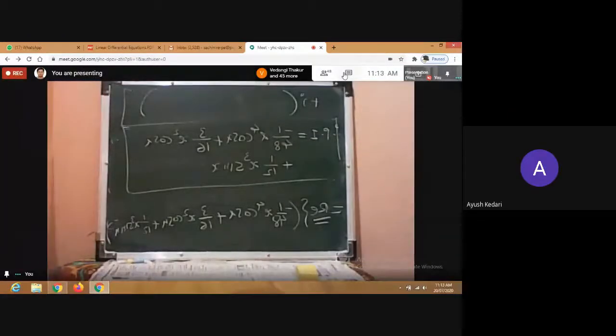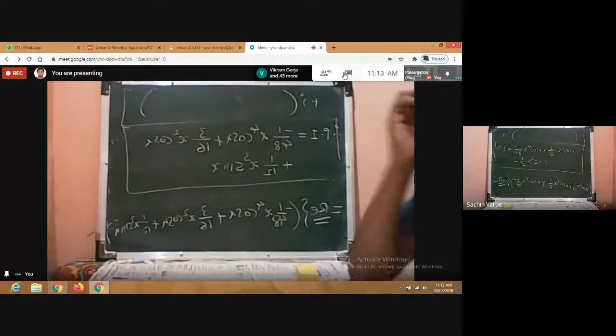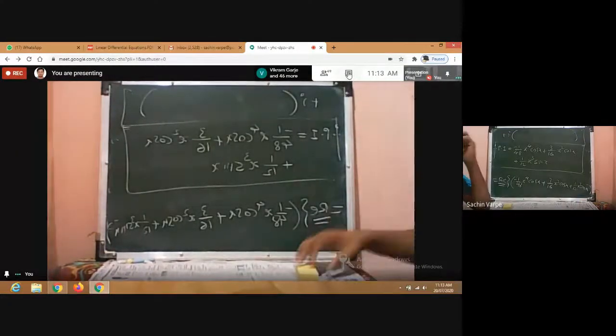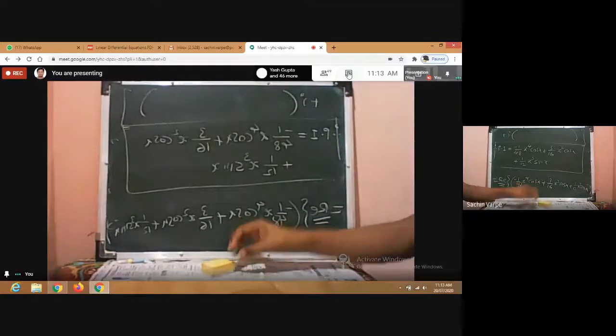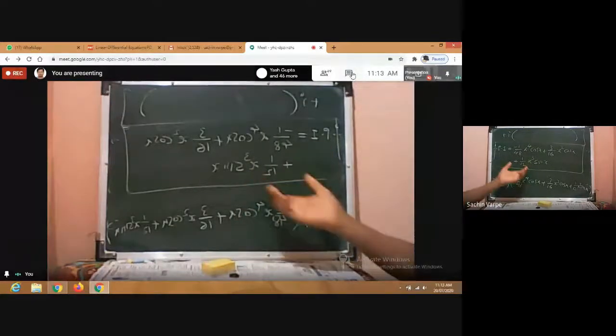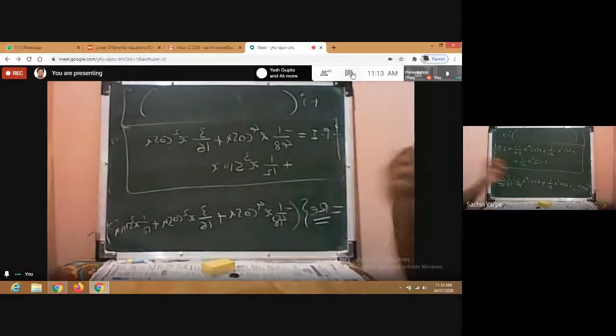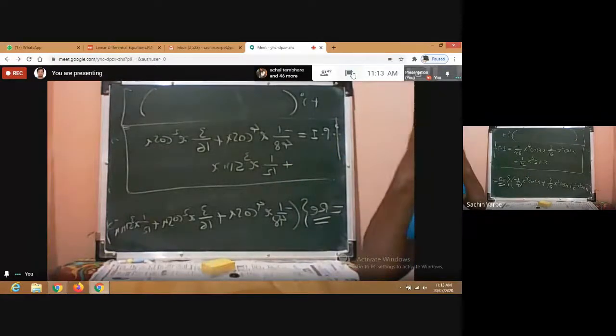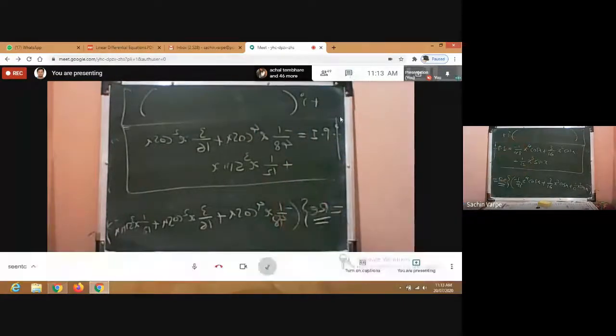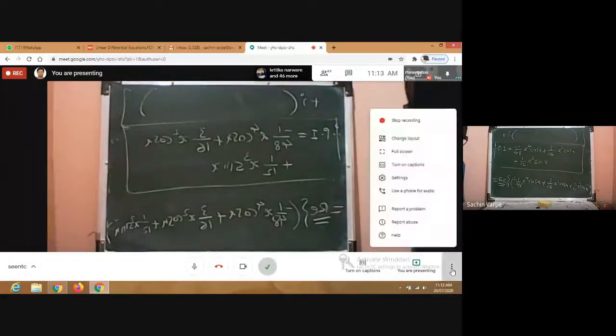Sir, this example seems of 10-14 marks. Yes, that's why it is very lengthy. So in the 2015 pattern, there was no question on this method actually because of its complexity. So I think we have exceeded the time also. We should stop here. So please ask if any doubt.